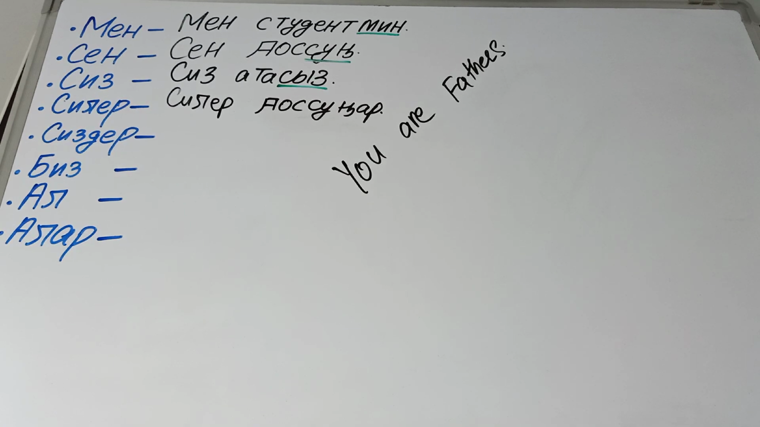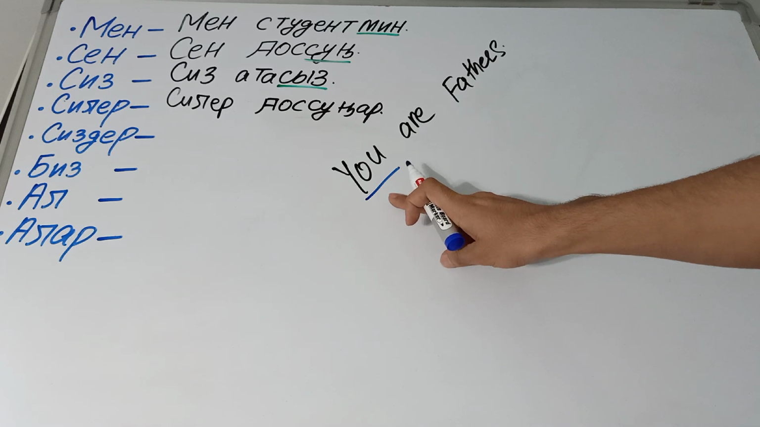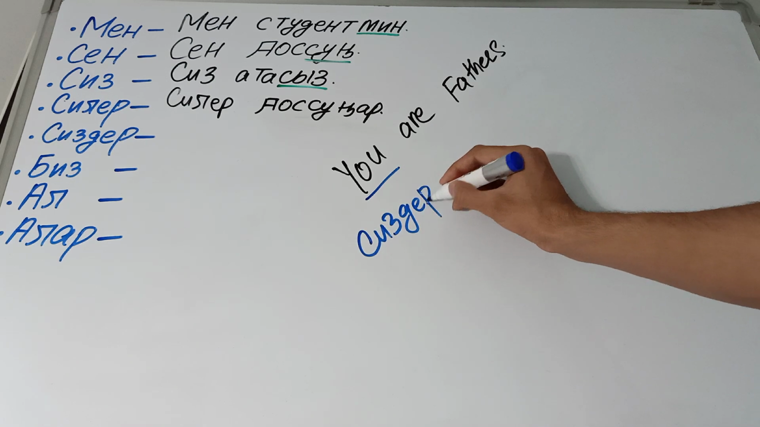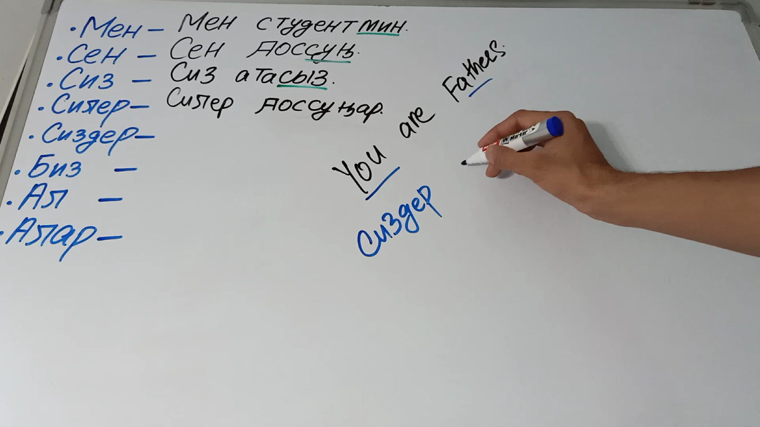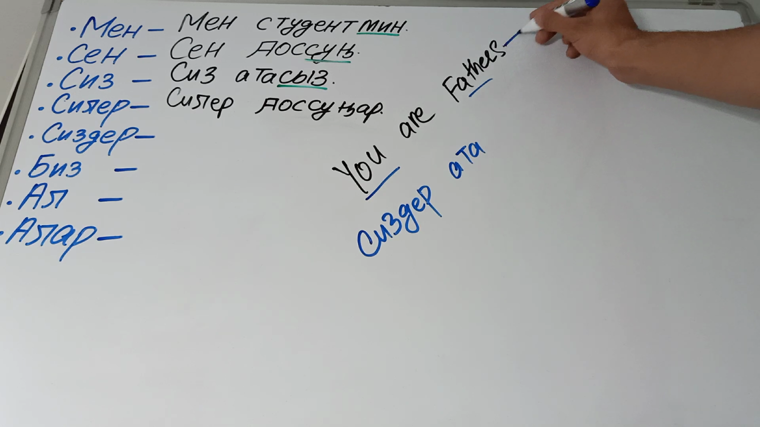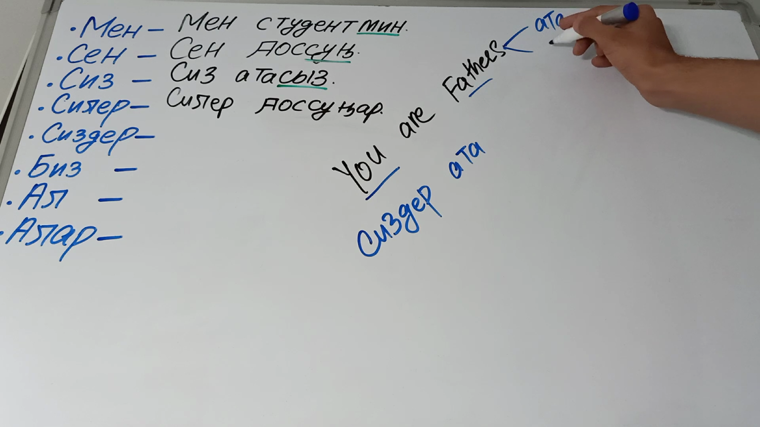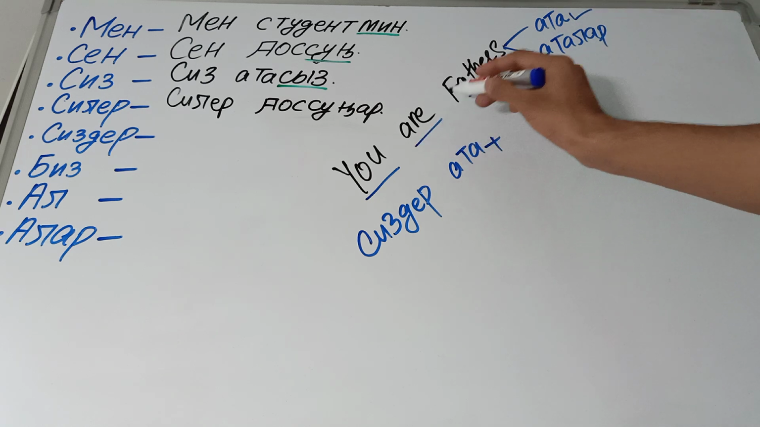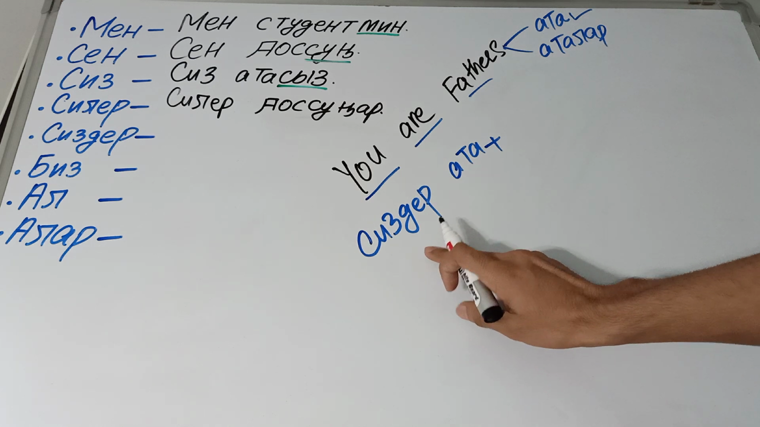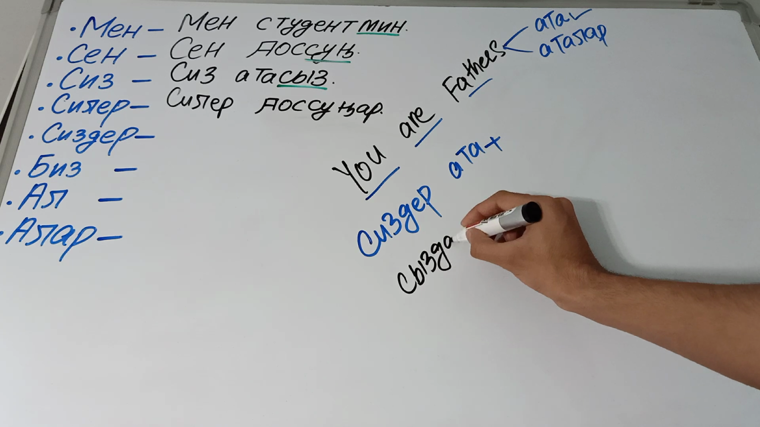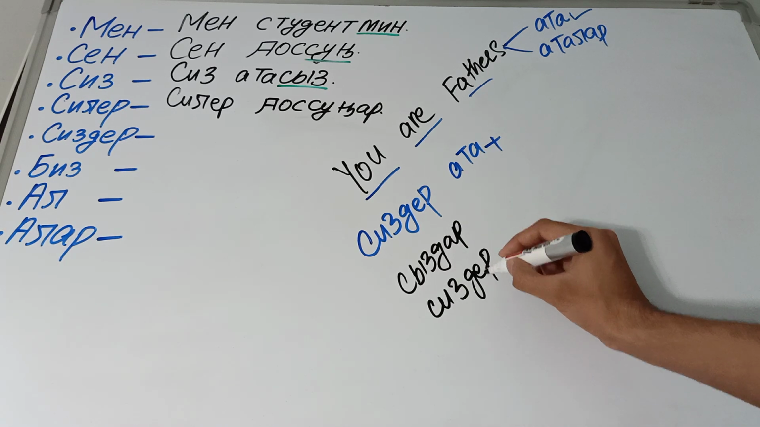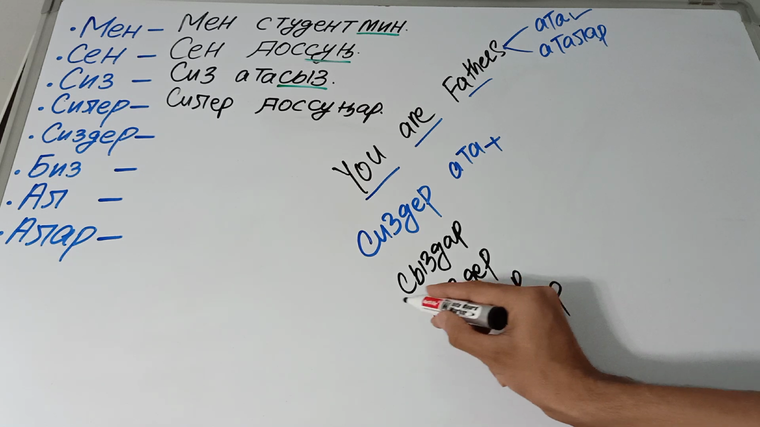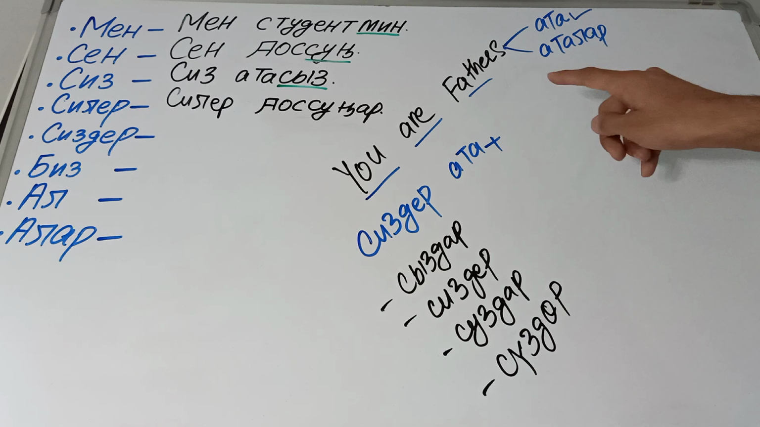Now we have the example, you are fathers, and this you is for plural as well as formal, because fathers are formal. So here we will use sizder. Now we will translate fathers, and the translation of father will be ata lar, right? We can also write it like this, ata and also ata lar, right? We will choose this one, ata plus this personal ending, and there are four personal endings: sizdar, sizder, suzdar, and suzdar. Which one do we have to choose here?